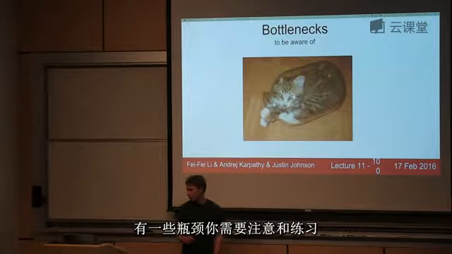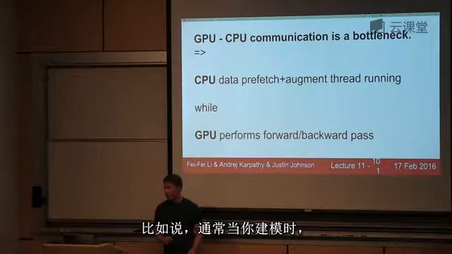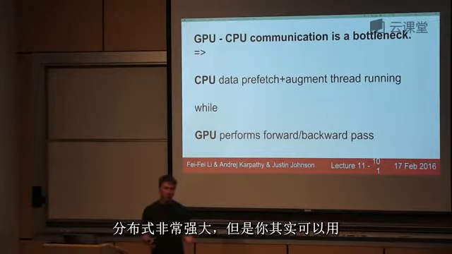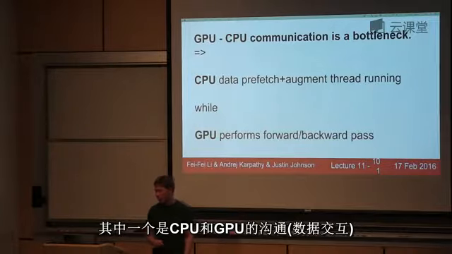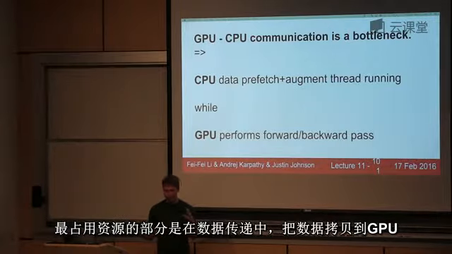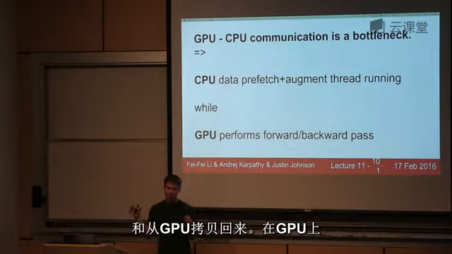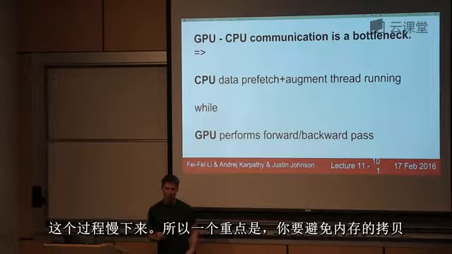Okay, so next, there's a couple bottlenecks you should be aware of in practice. Usually when you're training these things, this distributed stuff is nice and great, but you can actually go a long way with just a single GPU on a single machine. And there's a lot of bottlenecks that can get in the way. One is the communication between the CPU and the GPU. Actually, in a lot of cases, especially when the data is small, the most expensive part of the pipeline is copying the data onto the GPU and then copying it back. Once you get things onto the GPU, you can do computation really, really fast and efficiently. But the copying is the really slow part.